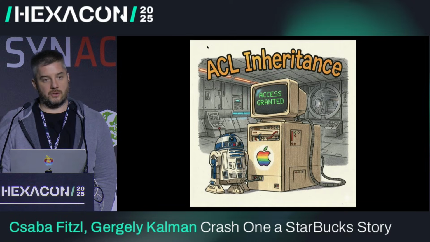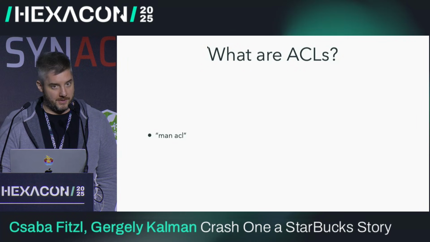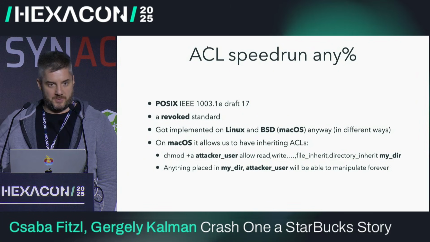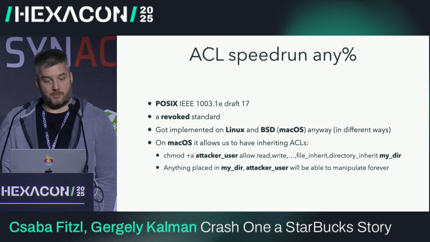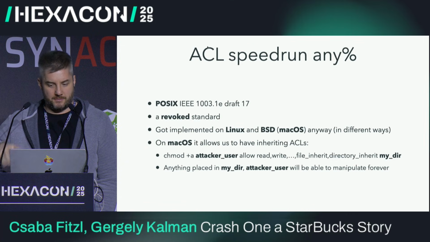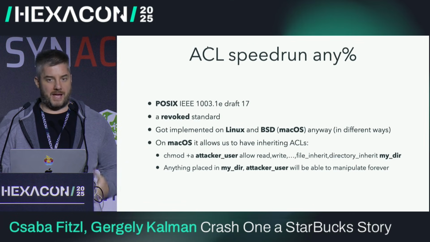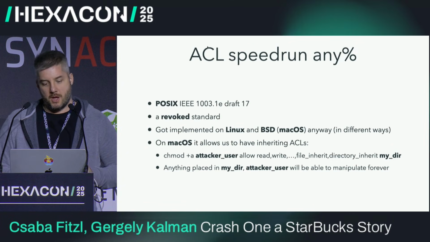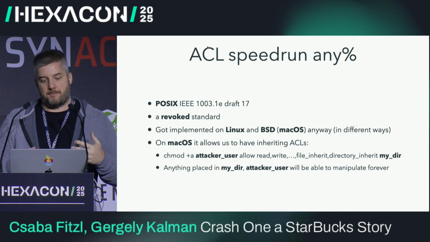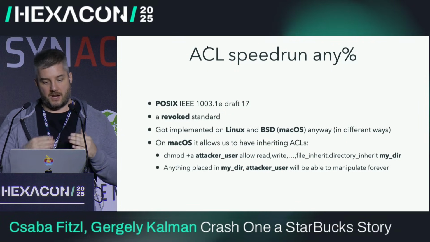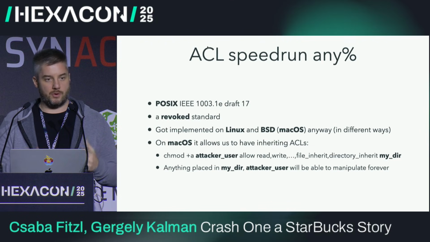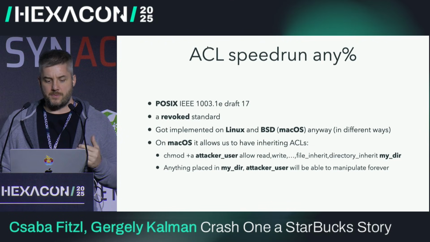Now, in case you do not know what ACLs are, you can check the man page. Jokes aside, let's do a speed run very quickly. It's a revoked POSIX standard, by the way. It got implemented anyhow, both on Linux and macOS, which is basically based on BSD. The implementations are incompatible, so this is absolutely useless for portability. On macOS, as far as I could understand, this exists to mimic some of Windows's behavior, because Windows lets you set inheriting ACLs on some directories, which is normally really not something that you would be wanting to do on a Linux system.